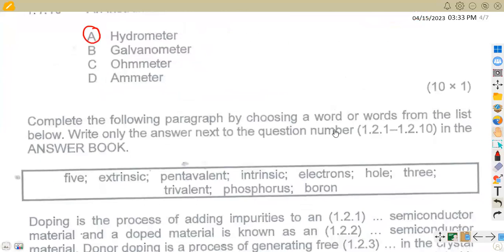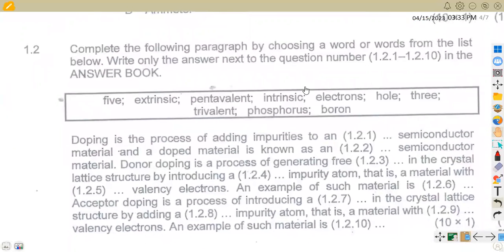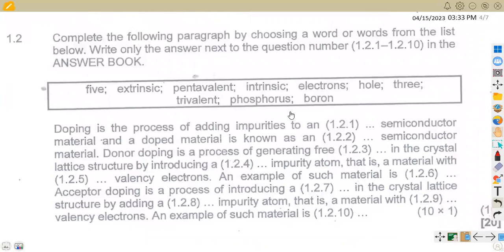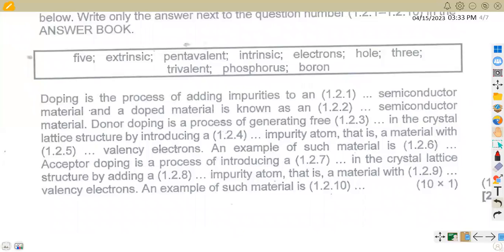Then on the other part of the question, which is 1.2, so that was question 1.1 and so forth. On 1.2, we are now given: complete the following paragraph by choosing a word or words from the list below. Write only the answer next to the question number 1.2.1 up to 1.2.10 in the answer book. So we are given our answers. We've got this statement that you're supposed to complete. Doping is the process of adding impurities to what? We are adding to an intrinsic semiconductor in this case. So this was supposed to be intrinsic semiconductor.